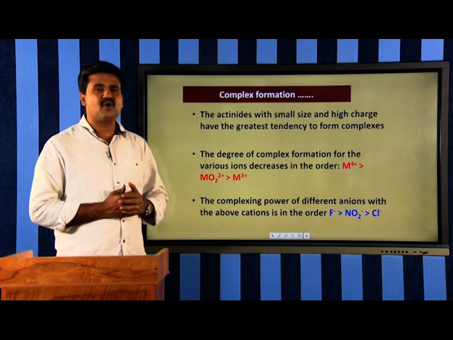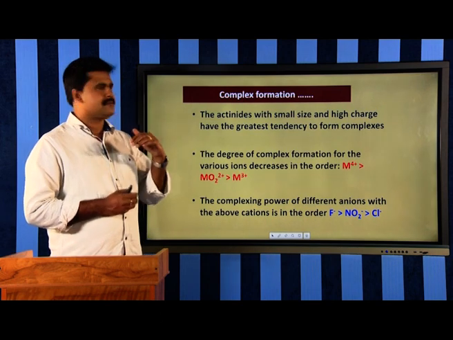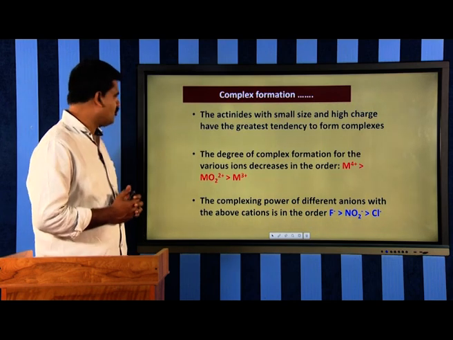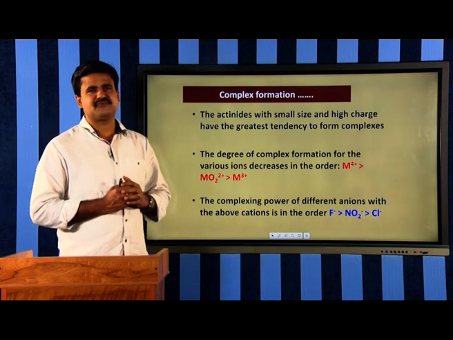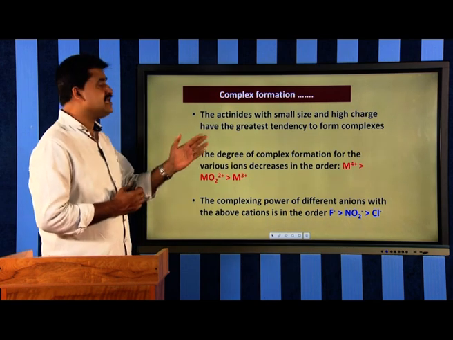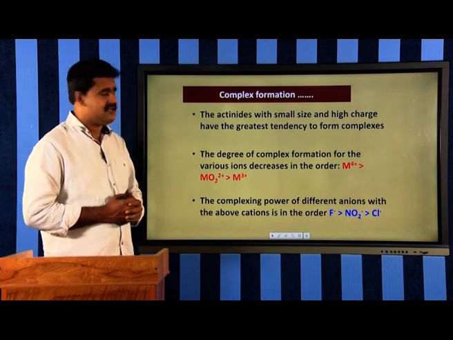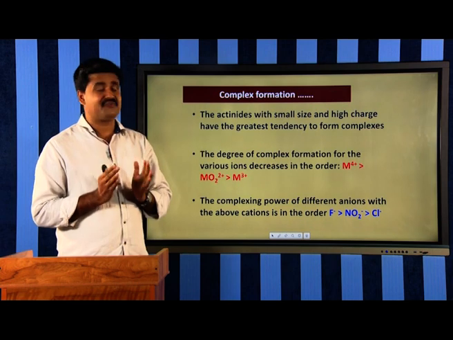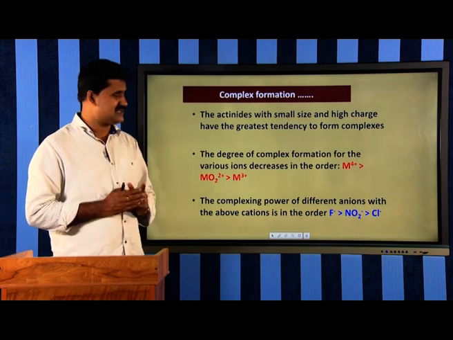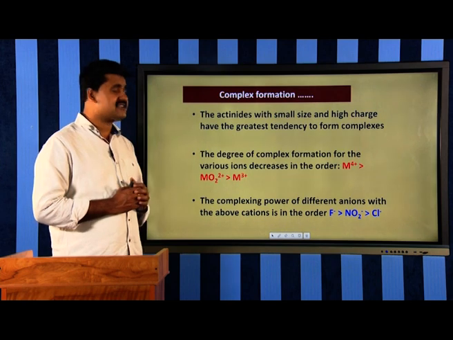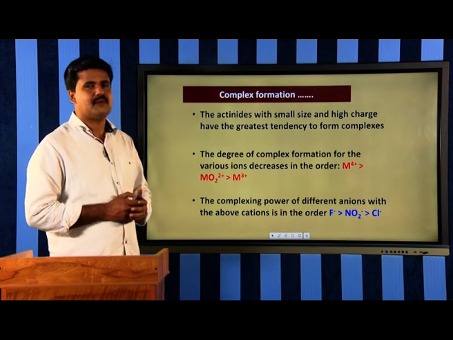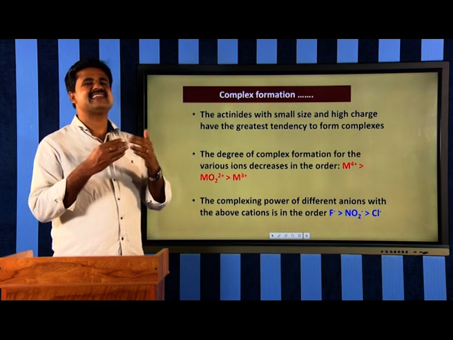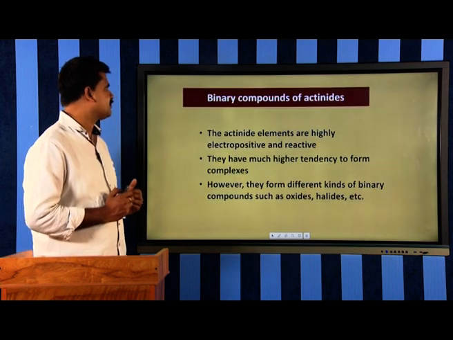The actinides with small size and high charge have the greatest tendency to form complexes. The degree of complex formation follows the order M4+ > MO2 2+ > M3+. The complexing power of different univalent anions follows the order F- > NO2- > Cl-. So the best combination is M4+ with F-, and excellent, stable complexes are produced.